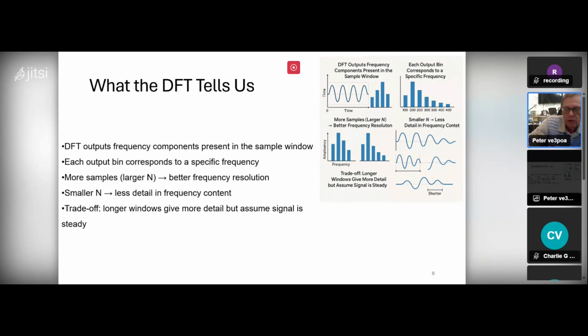Including more samples, in other words, a larger window, improves the frequency resolution, allowing us to distinguish between closely spaced frequencies. A bigger N means narrower bins and finer detail. And then, of course, with fewer samples, frequency bins widen, making it harder to separate close frequencies. And this is a common issue in fast real-time analysis. A longer window provides better frequency detail, but it assumes that the signal remains steady. If the signal fluctuates quickly, a long window may blur the results.